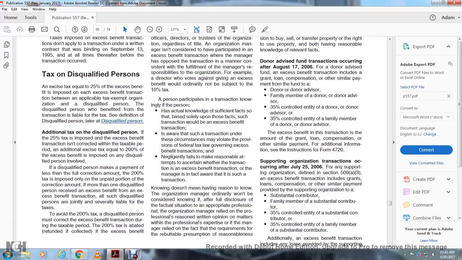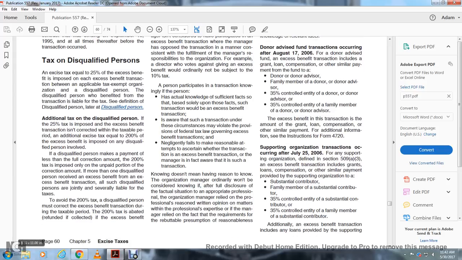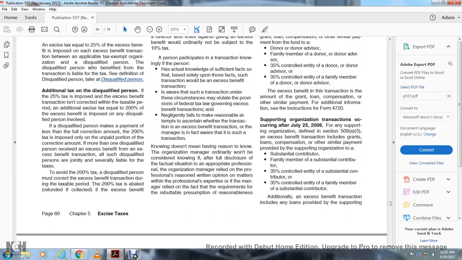If a disqualified person makes a payment of less than the full correction amount, the 200% tax is imposed only on the unpaid portion of the correction amount. If more than one disqualified person receives an excess benefit from the excess benefit transaction, all such disqualified persons are jointly and severally liable for the taxes. To avoid the 200% tax, the disqualified person must correct the excess benefit transaction during the tax period.